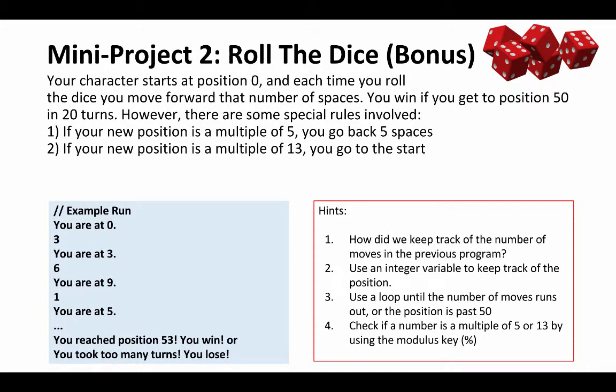This is mini project number 2, Roll the Dice. This project simulates a board game. Your character starts at the starting position, 0, each time, and when they press the enter button, they move forward by a randomly generated number of spaces. Remember to consider the 2 special rules and look at the hints at the bottom of the screen if you're stuck. We also have the answers for this project on the website as well, so check it out.